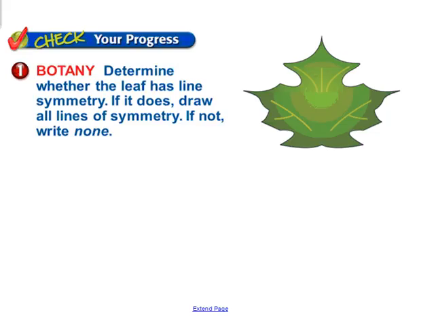Looking at this one, determine if this leaf has a line of symmetry. In other words, where could I fold it and the two halves would fold over and match each other? Well, right down the center, a vertical line again. Everything matches from left to right. Everything would have a match on the other side. So that has one vertical line of symmetry.